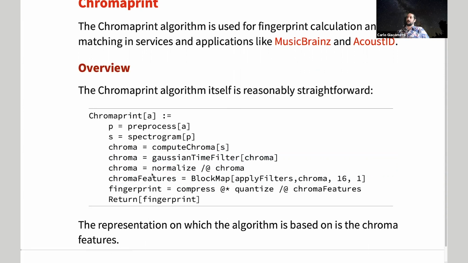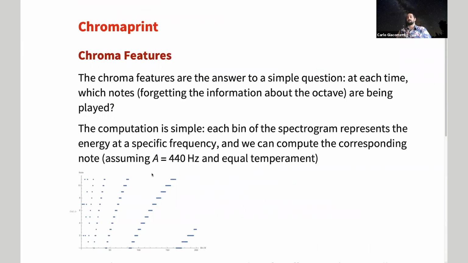So let's start. What are these chroma features? Well, they are the answer to a very simple question. You are listening to a signal, and you want to know which notes are being played at each time. One small detail I need to clarify is that when I say note, I really mean that the information about the octave in which the note is being played is being forgotten. So if I play, for example, an A in the middle of the keyboard or an A at the top of the keyboard, those will both be classified as A. So the absolute octave of the note is irrelevant for this computation.